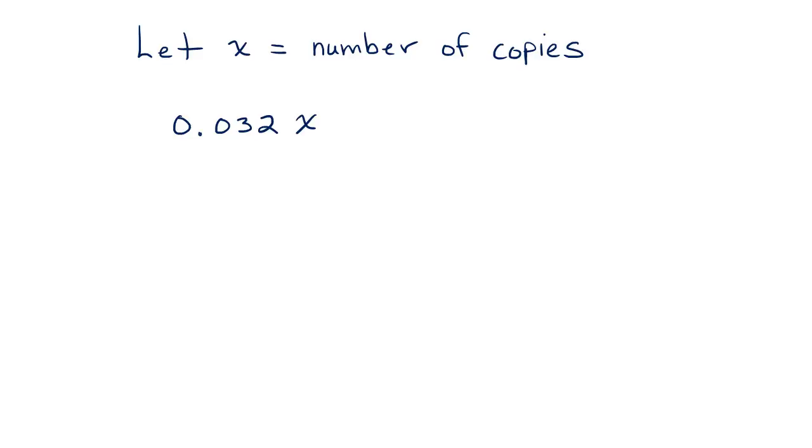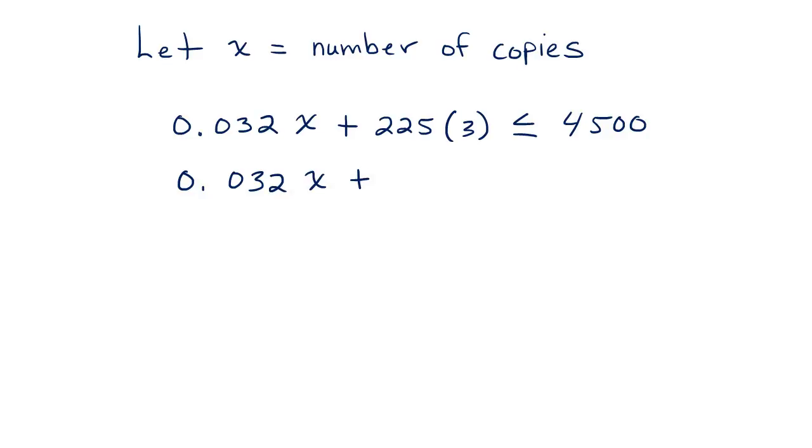And additional cost will be $225 per month for 3 months, so we need to take $225 times 3. So this whole expression represents the total cost for renting the machine. And we need this cost to be less than or equal to $4,500. So we'll simplify it. We have 0.032x plus 225 times 3 is 675. This needs to be less than or equal to 4,500.